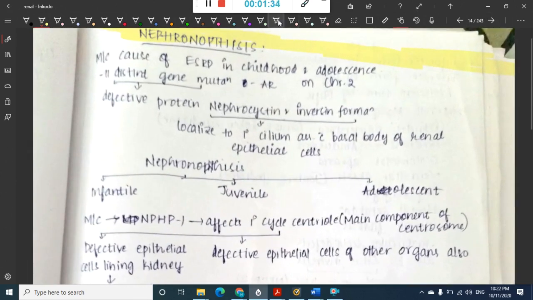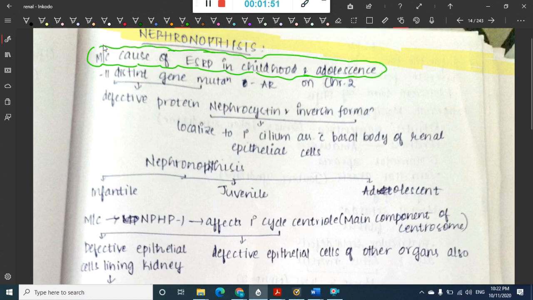Okay, this is nephronophthisis. If you were asked a one-liner question, nephronophthisis is actually the most common cause of end-stage renal disease in childhood and adolescence. End-stage renal disease in childhood and adolescence, the most common cause is nephronophthisis.